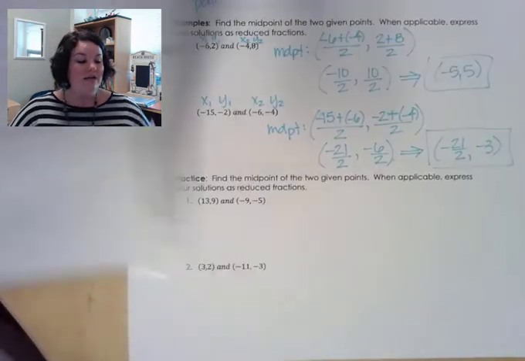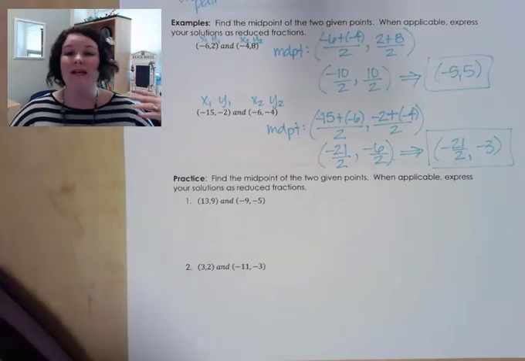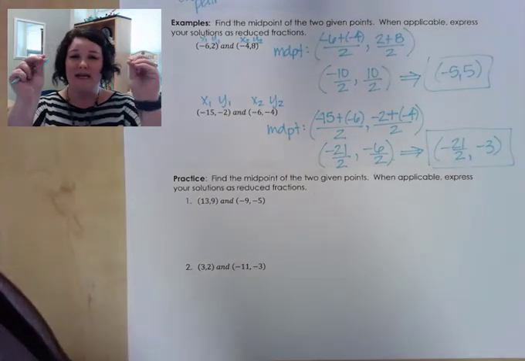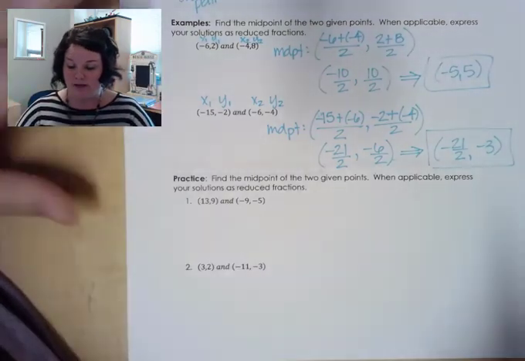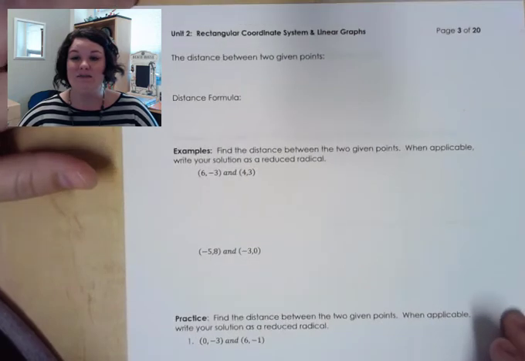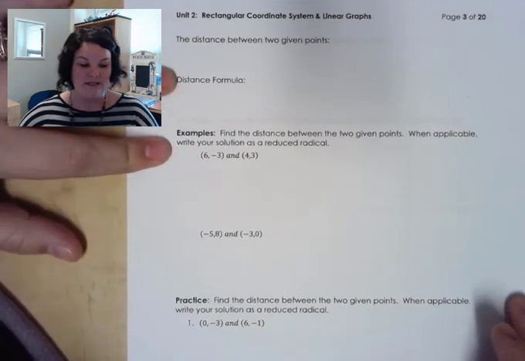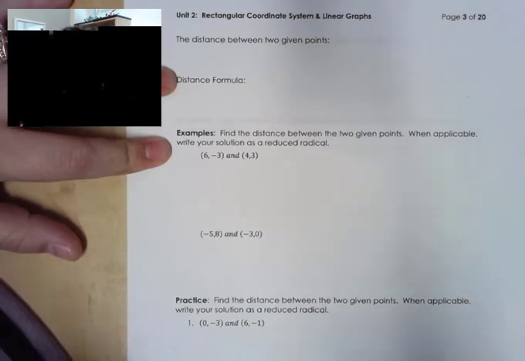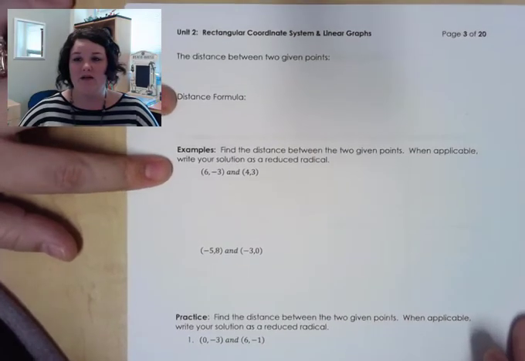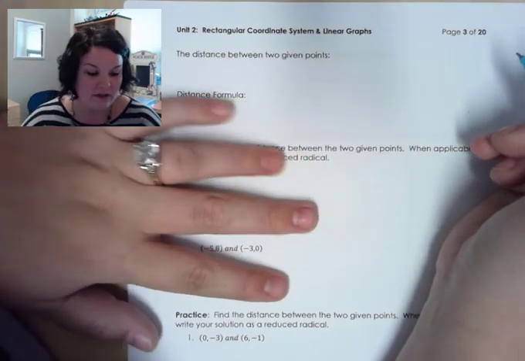Okay, all right, so that was midpoint. Now what we want to look at is distance. We know how to take 2 points and find that midpoint, but now we want to take those 2 points and find the actual distance between them. The distance between 2 given points is basically derived from the Pythagorean theorem. So I'm going to do a little sketch over here and then we'll explain it a little bit.